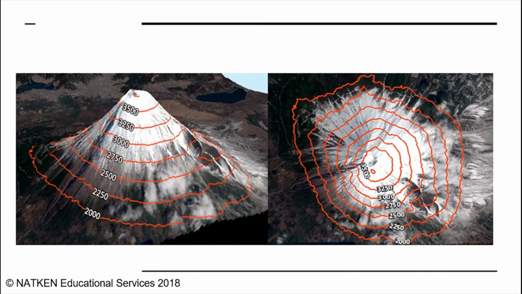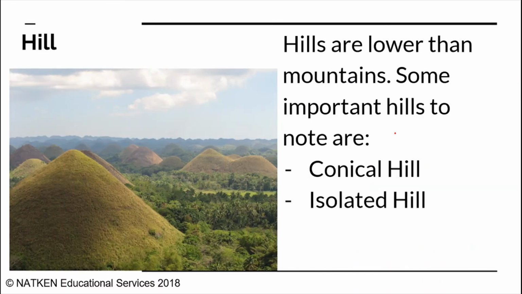Remember that on a map, you are basically looking at the ground from above. It is an aerial view. So it is just the same here in the 3D view. Same thing here, it's just that in this section you are looking at it from an aerial view, so you would see the contour lines in this way, you would see the full circles there. Now we're looking at hills. The hills are lower than mountains. Some important hills that you should pay attention to are conical hills as well as isolated hills.